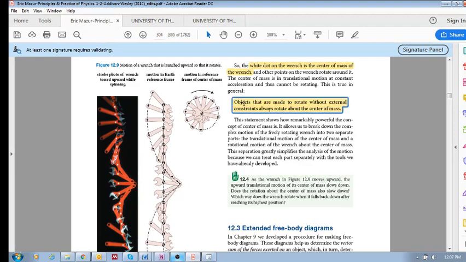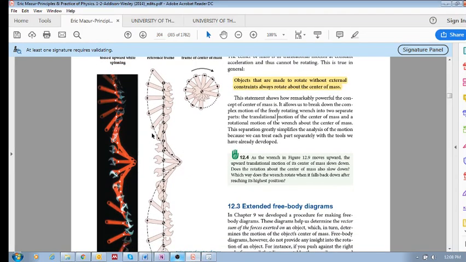And this is a marvelous conclusion. It says objects that are made to rotate without external constraints, meaning we don't choose the axis of rotation and say you must rotate about that axis, but we just allow the object to freely rotate about whatever axis it chooses, always rotate about the center of mass. This is actually quite marvelous.